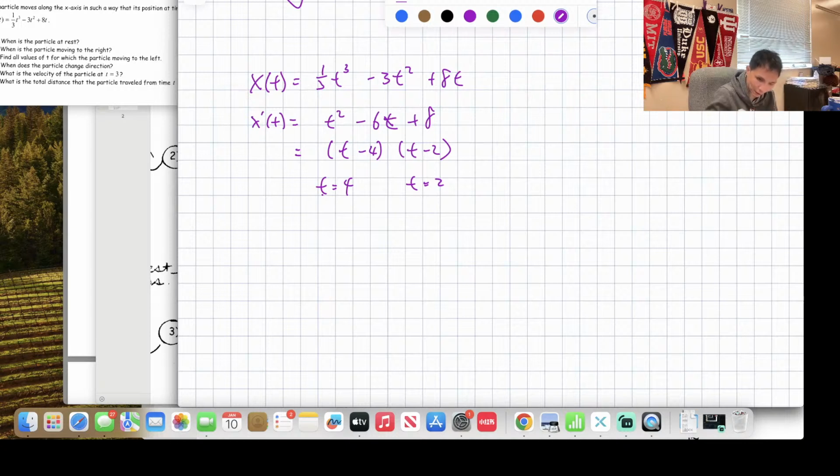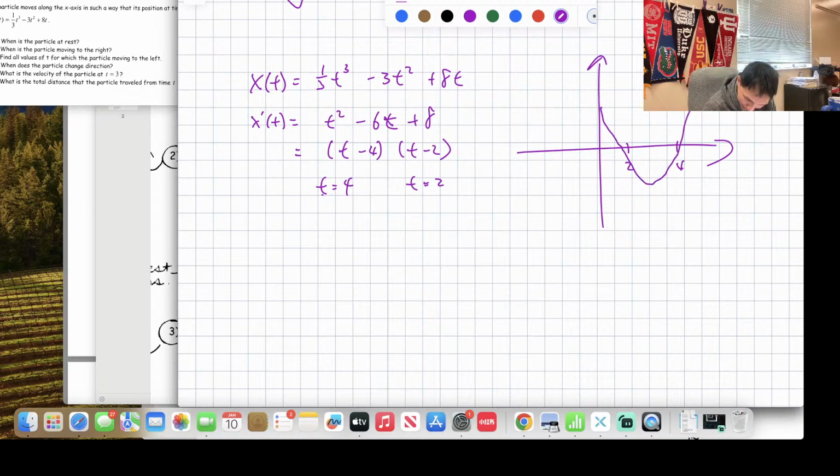So obviously some part of the graph is like this. At 2, it's going to be here. At 4, it's going to be here. So the graph's going to be something like this. Does that make sense?